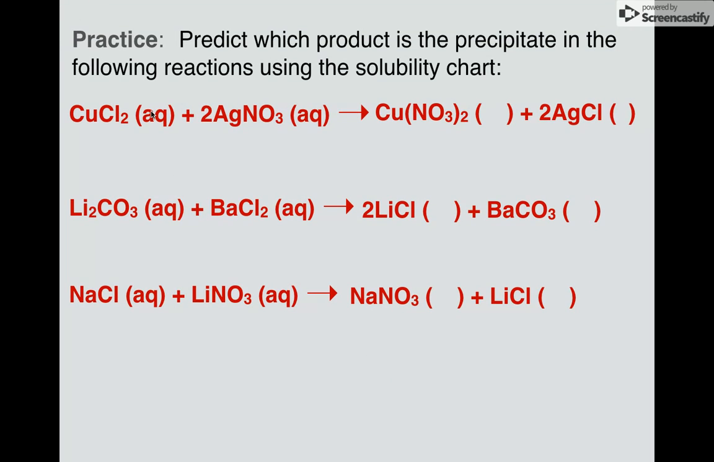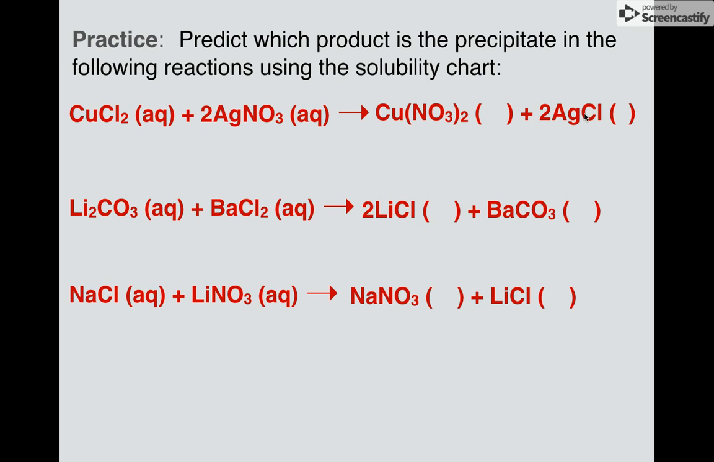So let's take a look at these. It says predict whether a product is going to have a precipitate or not using your solubility chart. So it doesn't matter about this part. All we care about are the products here. You can see these are aqueous solutions. I can put this in a dropper bottle, I can put this in a dropper bottle, and I can mix them together in a test tube.